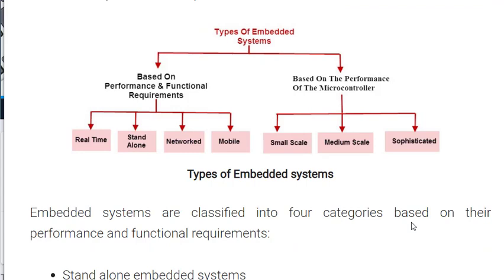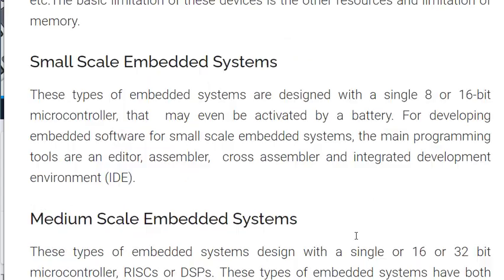Small-scale embedded systems. These types of embedded systems are designed with a single 8 or 16-bit microcontroller that may even be activated by a battery. For developing embedded software for small-scale embedded systems, the main programming tools are an editor, assembler, cross-assembler, and integrated development environment.